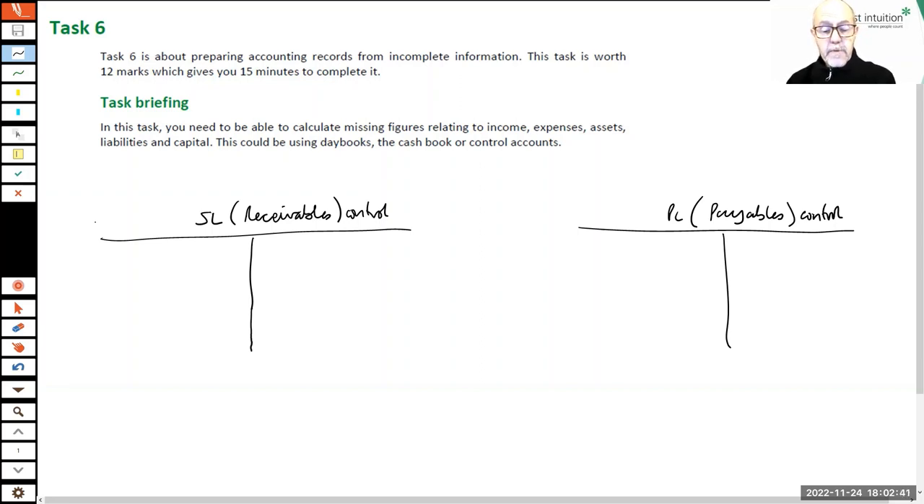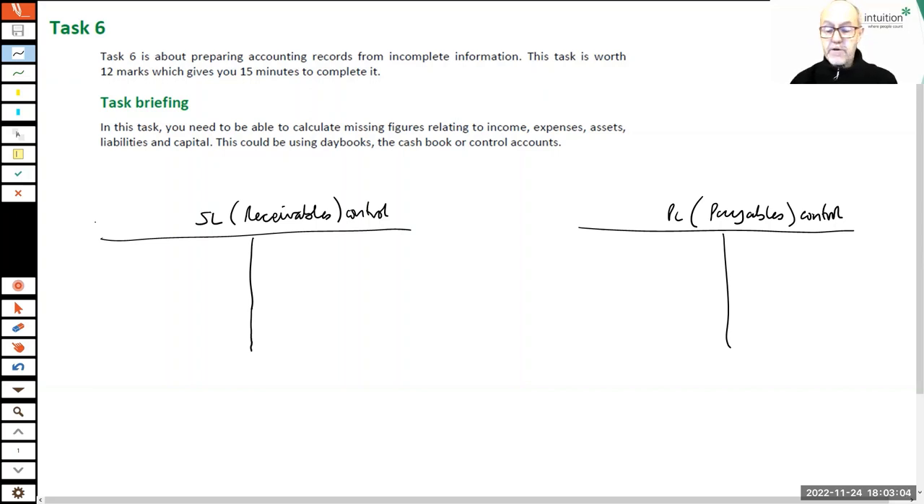In this task, you need to be able to calculate missing figures relating to income, expenses, assets, liabilities, and capital. It can be any of these. It could be using day books, the cash book, or control accounts. Now, first thought with control accounts, the first thing you have to know is what goes in each control account and where it goes.